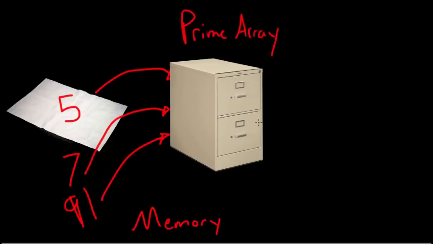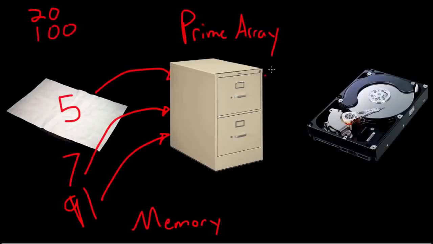Now, how big would this filing cabinet be if, say, we wanted all primes up to 20 digits or all primes up to 100 digits long? Could we even store this array on a hard drive? To understand why this actually isn't possible, we have to dive a little deeper into how large this prime array actually grows, and what is the size limitation of modern day and even future computer hardware.